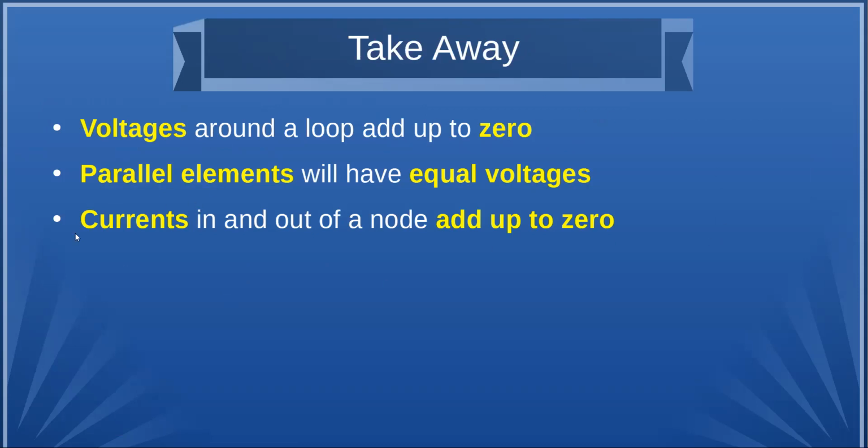I should have put in there, series elements will have equal currents, and the currents in and out of the node add up to zero. Need to fix that chart.